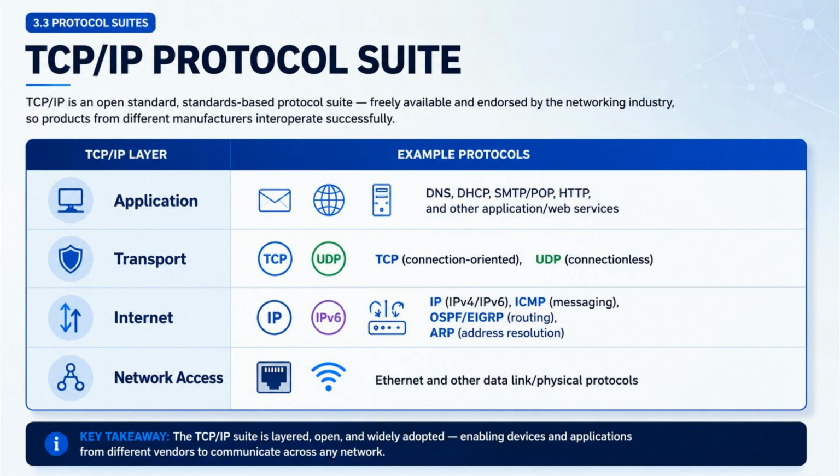This table is worth memorizing. It maps the 4 TCP/IP layers to their real protocols. Application, DNS, DHCP, HTTP, SMTP, POP. Transport, TCP connection-oriented, UDP connectionless. Internet, IP, ICMP, OSPF, EIGRP, ARP, and network access, Ethernet and similar. This exact table will resurface throughout the course.